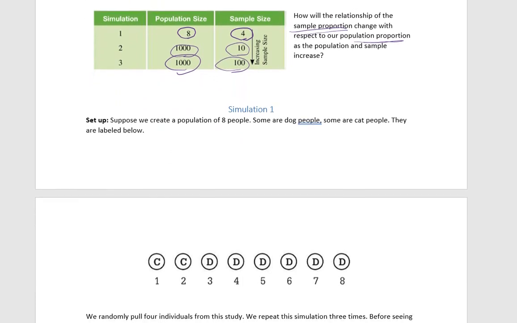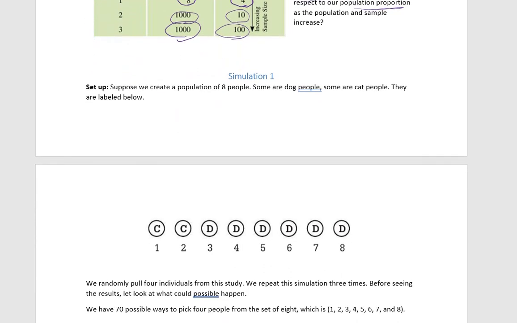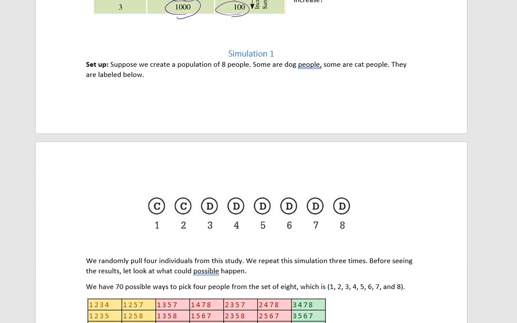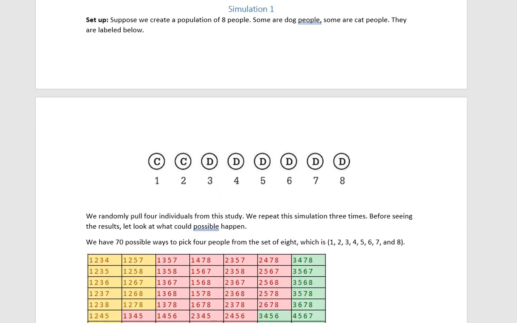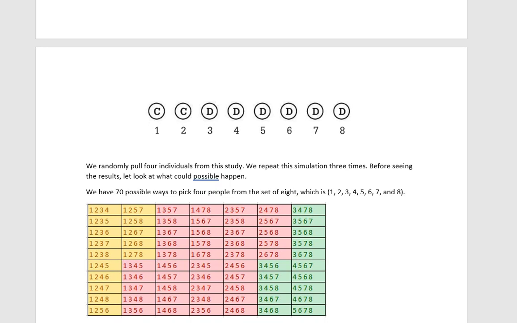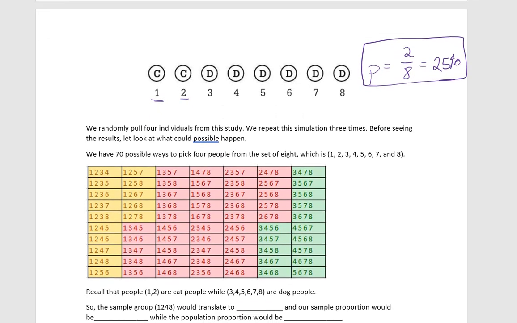So in the first simulation, we are going to look at a population of 8 people, and some are dog people and some are cat people, and they're labeled below. So what we've done is that we've taken these 8 people and we've coded them 1 through 8, and person 1 and person 2 are cat people, and then 3 through 8 are dog people. So we have P is 2 out of 8, which is 25%. So 25% of our population are cat people.